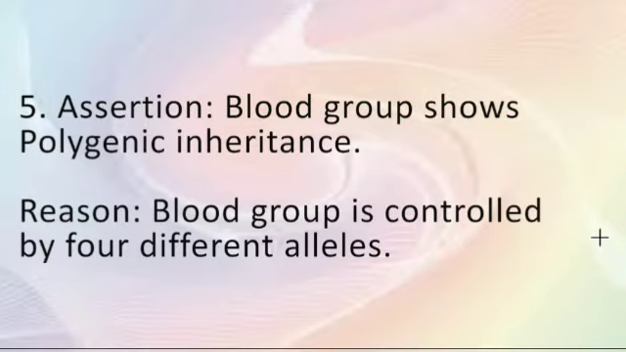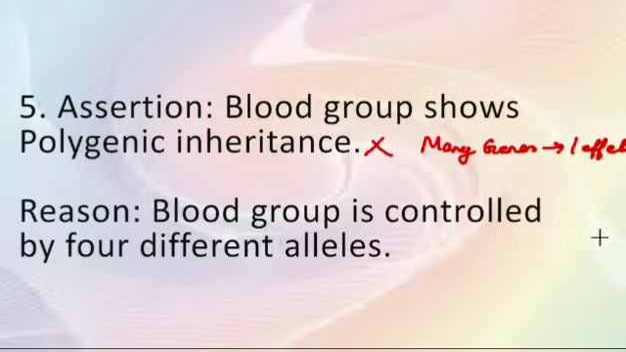Blood group shows polygenic inheritance. This is wrong. Polygenic inheritance means what? Many genes, one effect. That is actually opposite of what we learn in pleiotropy, right? So examples of polygenic inheritance are our skin color or our height, intelligence, etc. Whereas blood group shows multiple allelism.